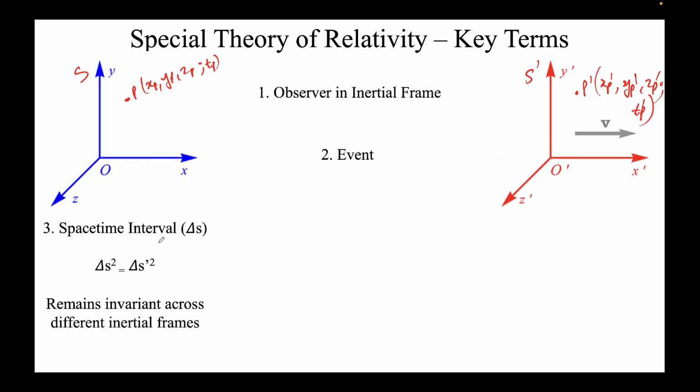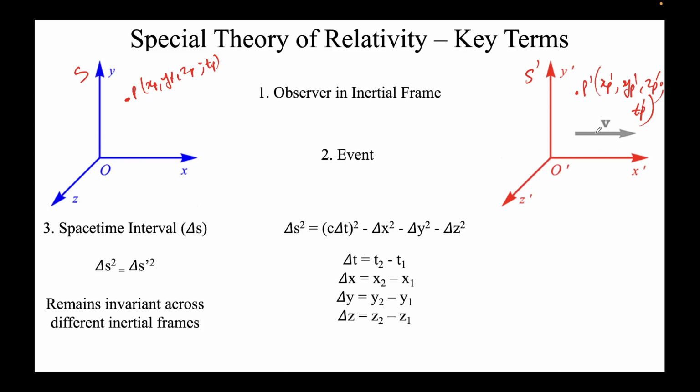There's an entity called space-time interval, which we denote by delta S. It is invariant across different inertial frames. So for instance, delta S squared in this frame will be the same as delta S squared in the S prime frame. And what exactly is the mathematical formula for delta S? Is it denoted by this?